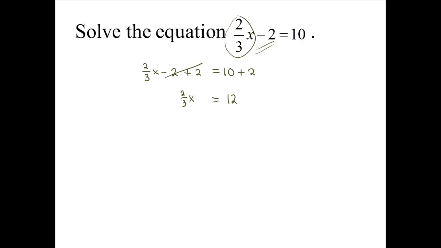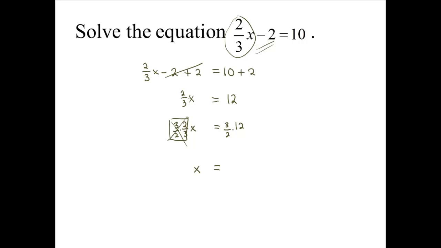So 2/3 x equals 12, or 2/3 times x equals 12. The fastest way to solve this is to multiply by the reciprocal of this coefficient 2/3. The reciprocal of 2/3 is 3/2. So we will multiply both sides by 3/2. And 3/2 times 2/3, that's 1. And 1 times x is simply x.